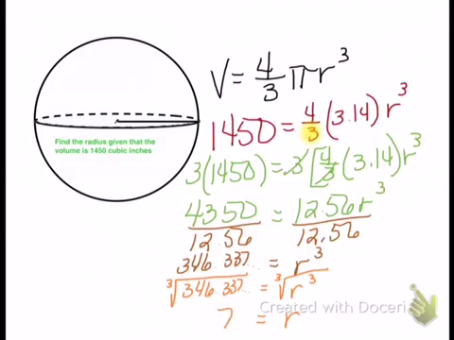So that leaves us with our final answer. And our final answer is that we have a radius of 7 inches. So when we come to class next time, we will be prepared to solve some problems involving the volume of a sphere.